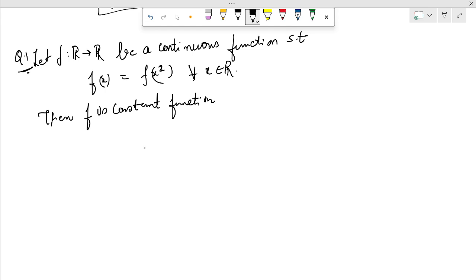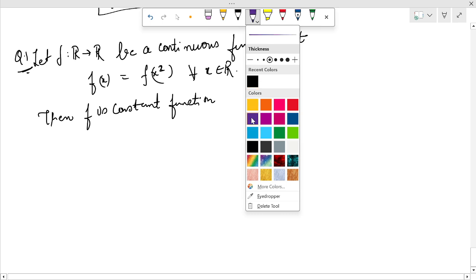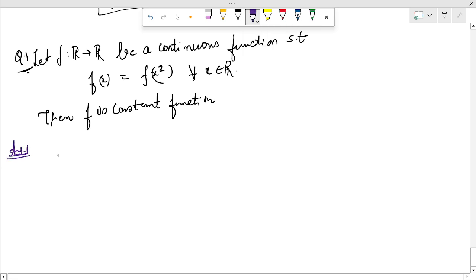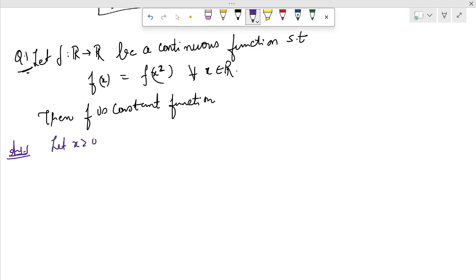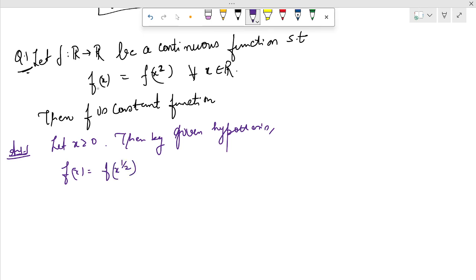How to prove this? So let x be greater than 0, and then by the given hypothesis one can write that f(x) will be equal to f(x^(1/2)), because f(x²) is given to be f(x). So if x is greater than 0, the square root of a number is defined. So f(x) is equal to f(√x), and f(√x) according to the given hypothesis will be f(x^(1/4)), and this will be f(x^(1/8)), and so on and so forth. I can write f(x^(1/2ⁿ)).